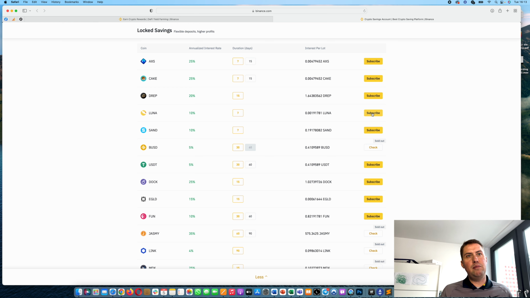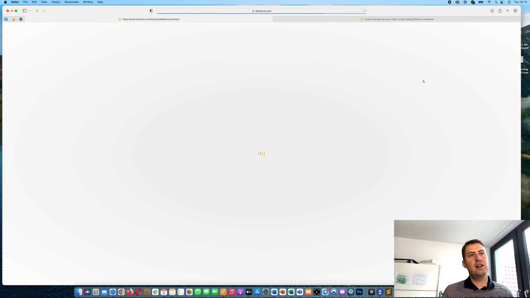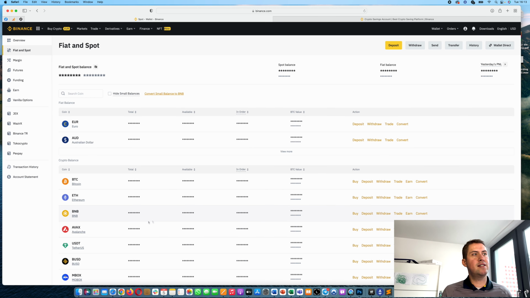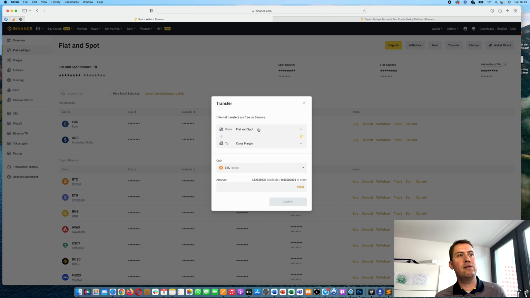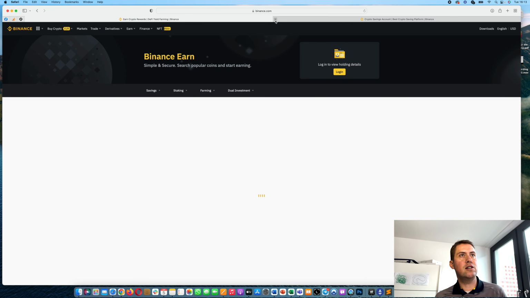And in order to subscribe, you just need to have your cryptocurrencies in your spot wallet. If you go to wallet here and then spot wallet, you can just deposit them here. If you have them somewhere else on a different exchange or in a separate wallet, you can just deposit them here. Or if you have them in a different wallet on Binance, you can just transfer them. If you click on transfer there, you can, for example, transfer from spot wallet to cross margin wallet or to futures wallet and so on. So once your cryptocurrencies are in your spot wallet, you can actually use them on Binance Earn.